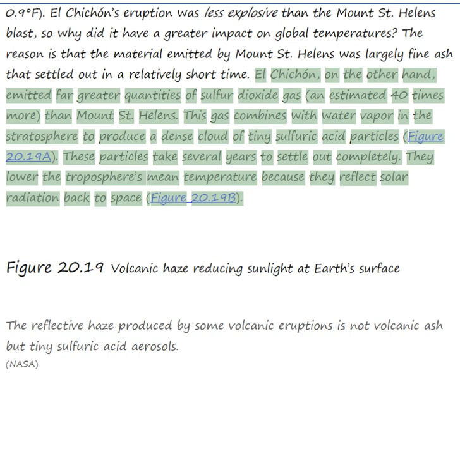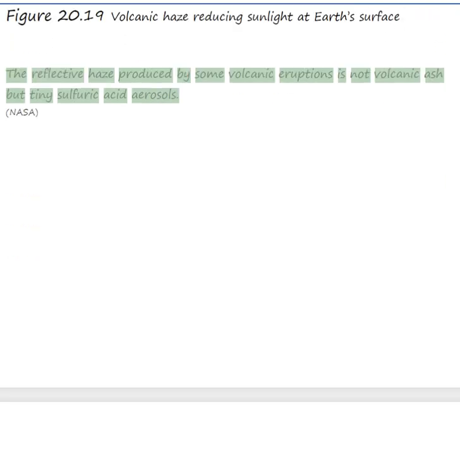El Chichón, on the other hand, emitted far greater quantities of sulfur dioxide gas than Mount St. Helens. This gas combines with water vapor in the stratosphere to produce a dense cloud of tiny sulfuric acid particles. These particles take several years to settle out completely. They lower the troposphere's mean temperature because they reflect solar radiation back to space. The reflective haze produced by some volcanic eruptions is not volcanic ash but tiny sulfuric acid aerosols.